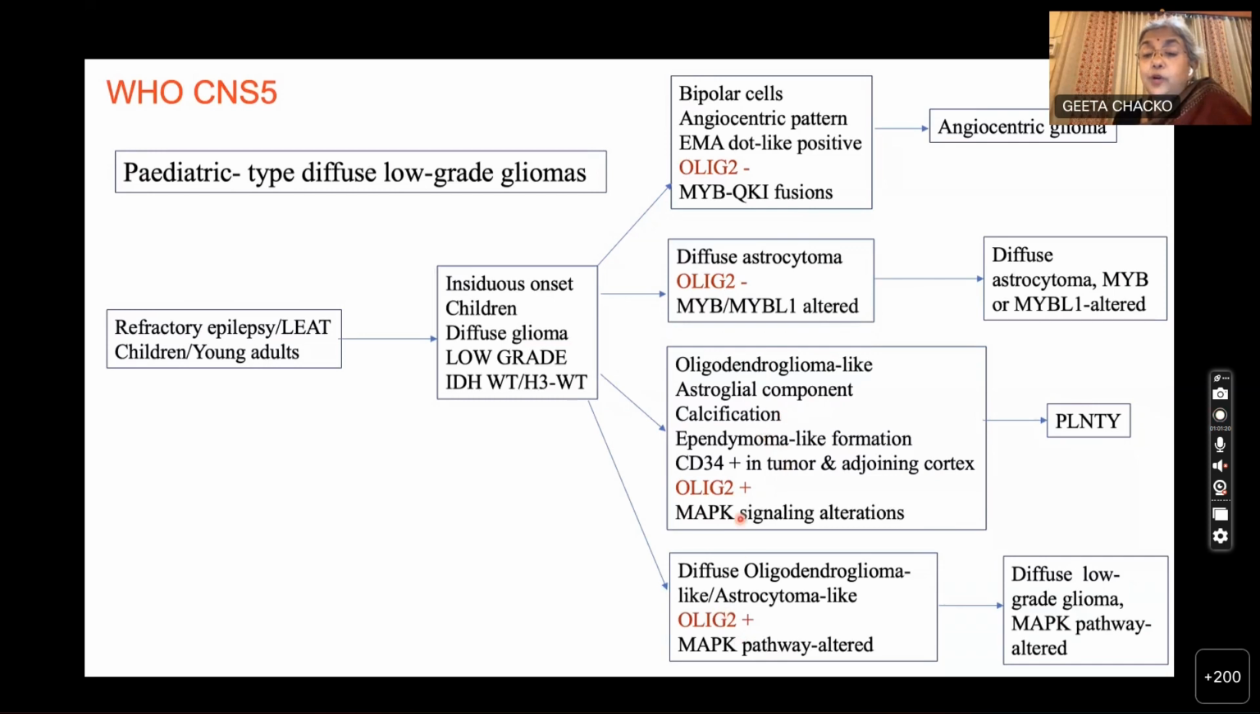And then there are two that are OLIG2 positive. The one which we had as our case could have an astro and oligo-like look, more often an oligo-like look on morphology. It definitely shows calcification, is CD34 positive, and one can make a diagnosis. But by WHO criteria, if you don't do the molecular tests, you have to stop at NOS. But you can give a more definite diagnosis of PLNTY. And the last one, again, you are required to demonstrate this feature.